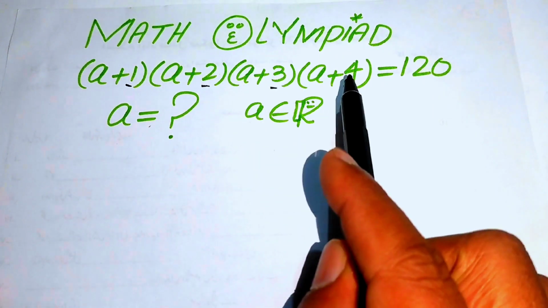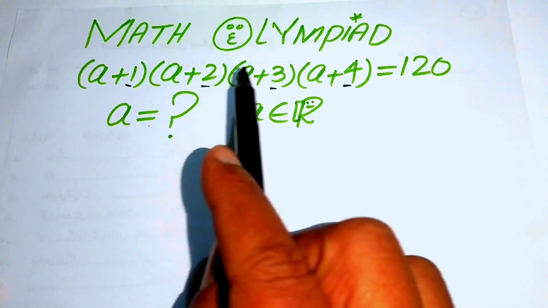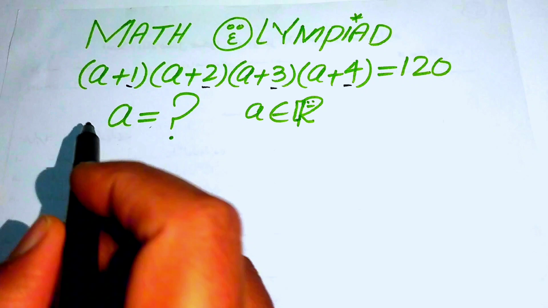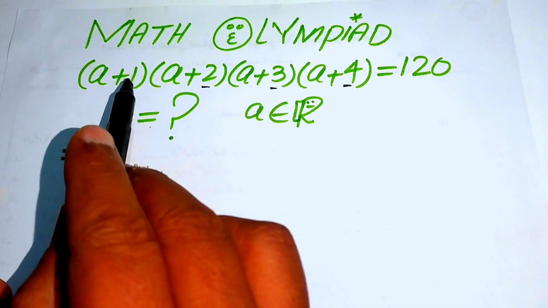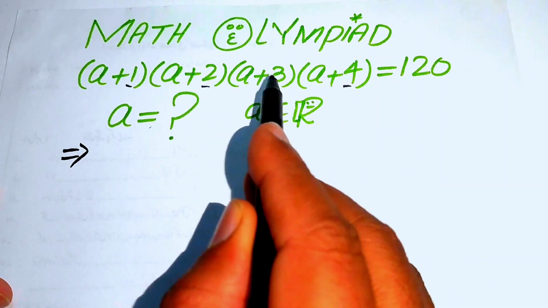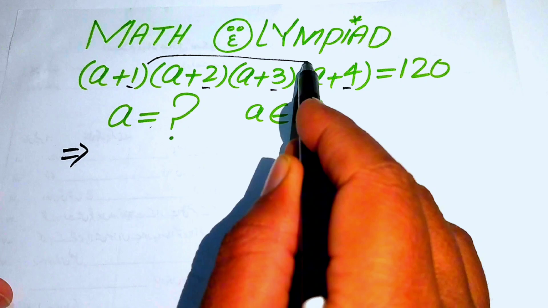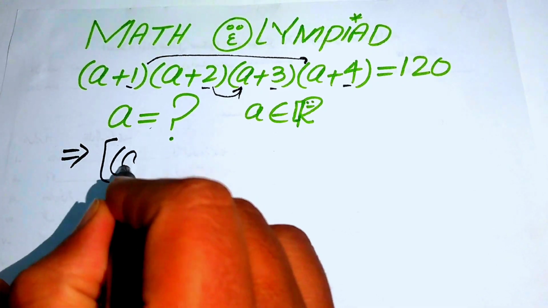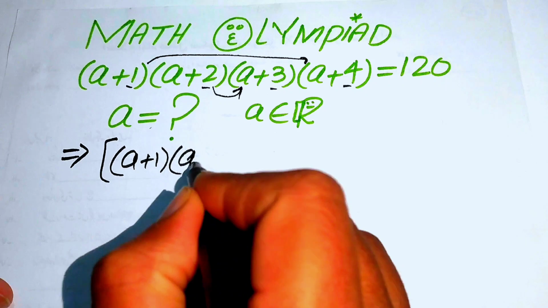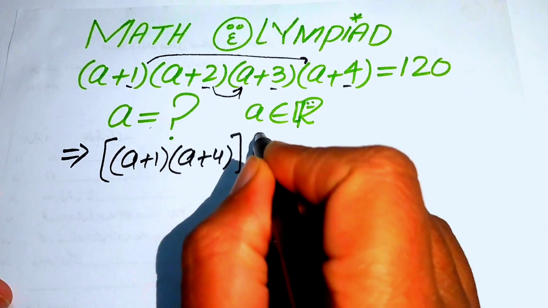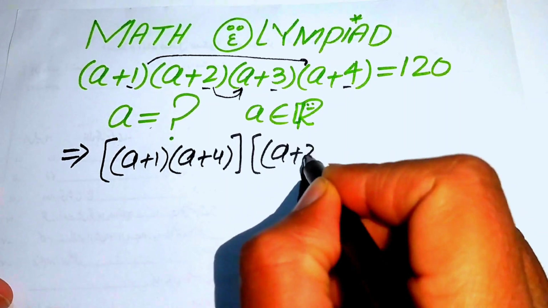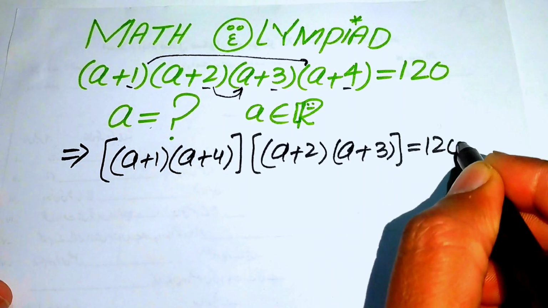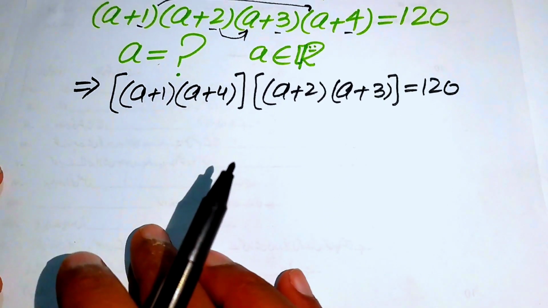If we add 1 plus 4, it becomes 5, and if we add 2 plus 3, it becomes 5. So we rearrange these factors, because 1 plus 4 is 5 and 2 plus 3 is 5. We combine this pair with this one and this pair with this one. So now we have (a+1)(a+4) times (a+2)(a+3) equals 120.